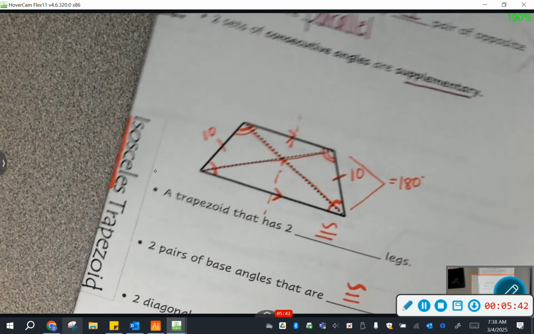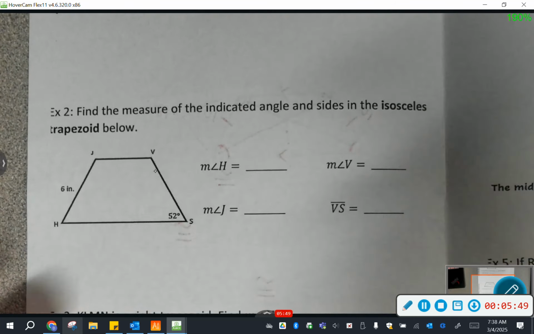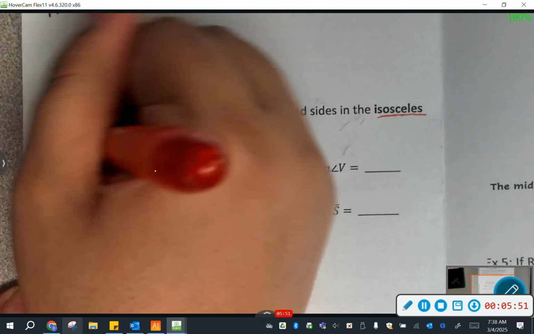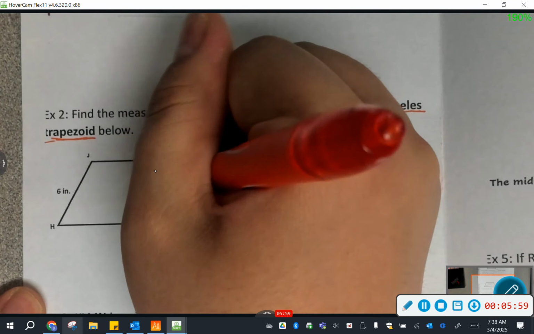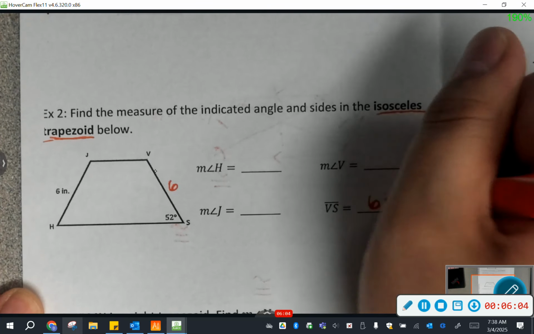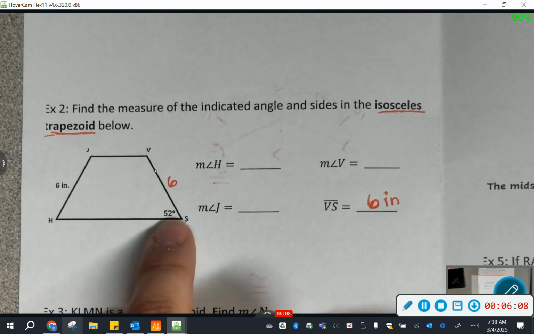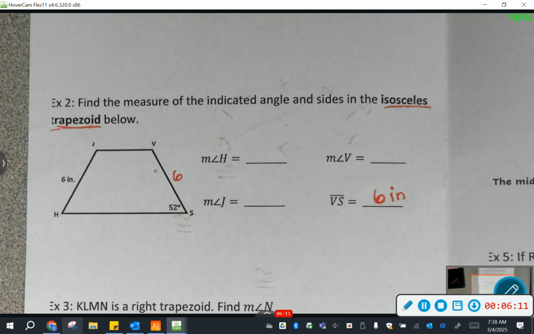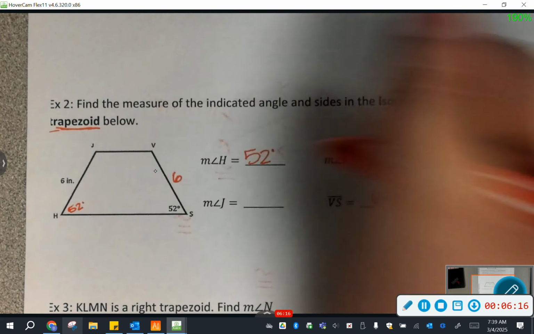Okay. So let's open up our notes here. Find the measure below indicating if this is an isosceles trapezoid. So if this right here is 6, what do you know? 6 on the other side. VS is 6. Write that down in that blank. And if S is 52, what do I know? H is also 52 because they're the same. I can fold it and they'll be the same.